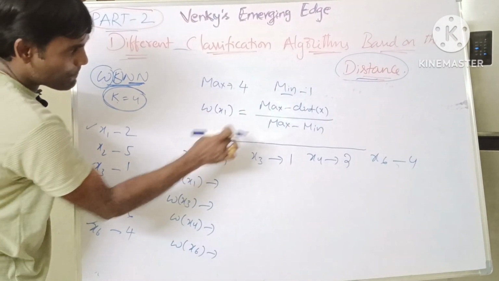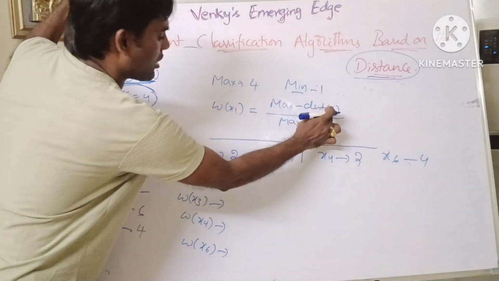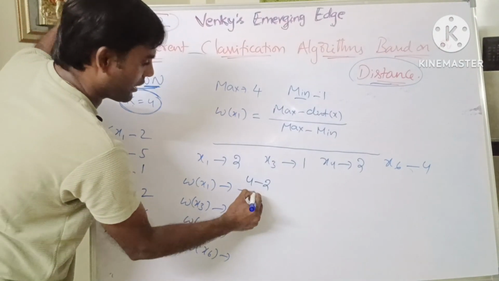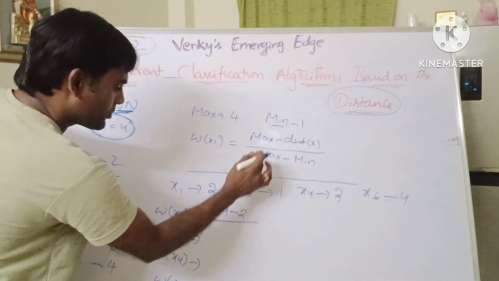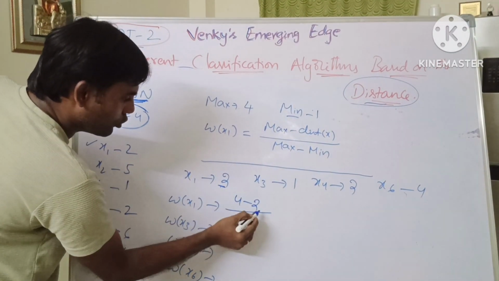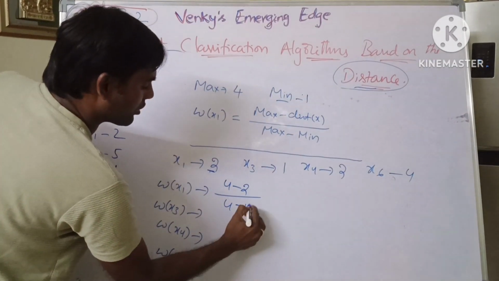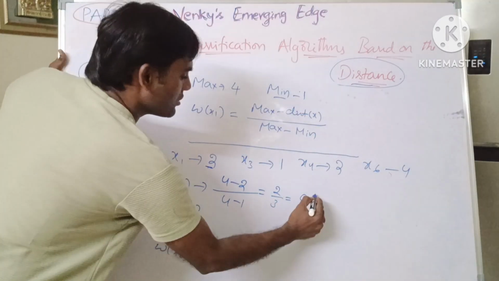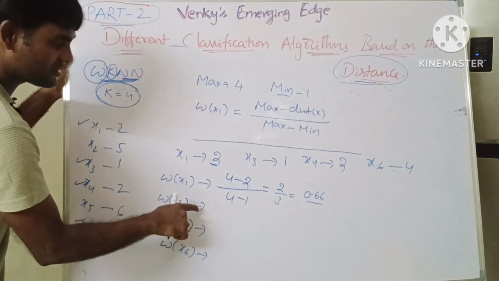Okay, first we find the x1 weight. x1 weight equals max, what is the max value? 4. 4 minus distance of x. What is the distance of x? 2, divided by max minus min. What is the max? 4 minus 1. That means 2 by 3. That means you got 0.66.